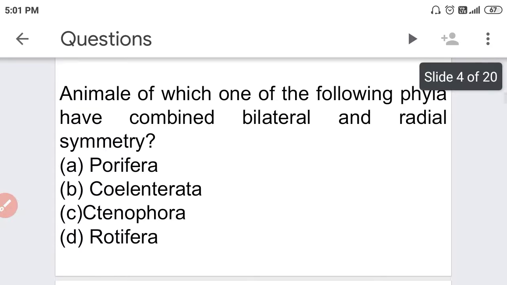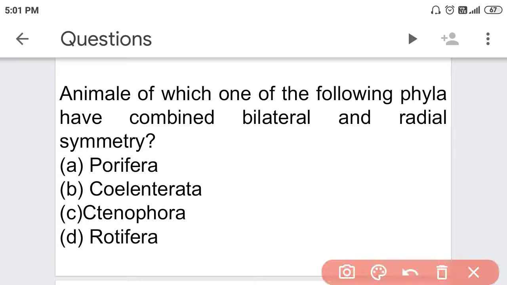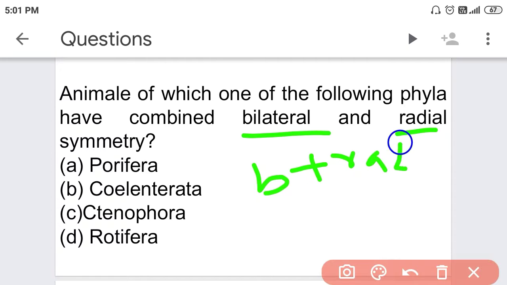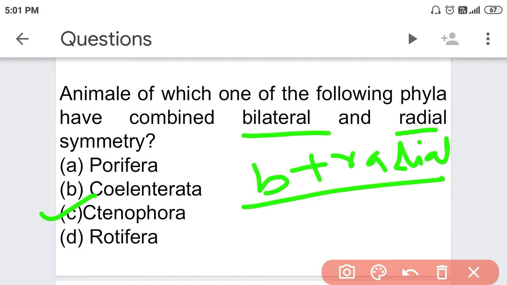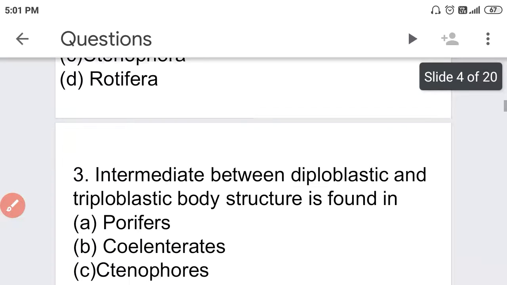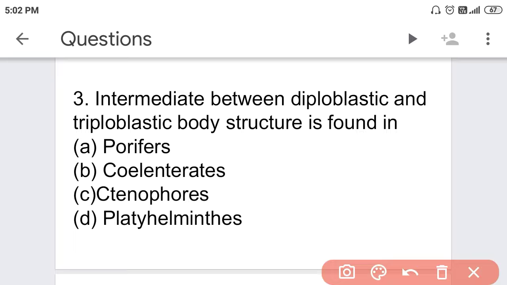Our next question is: animals of which one of the following phyla have combined bilateral and radial symmetry? It means which phylum's organisms possess bilateral plus radial symmetry. So again the right answer is option C, Ctenophora, which is called biradial symmetry. Next question is: intermediate between diploblastic and triploblastic body structure is found in option A, Porifera, option B, Coelenterata, option C, Ctenophores, option D, Platyhelminthes. So the correct answer is option C, Ctenophora.